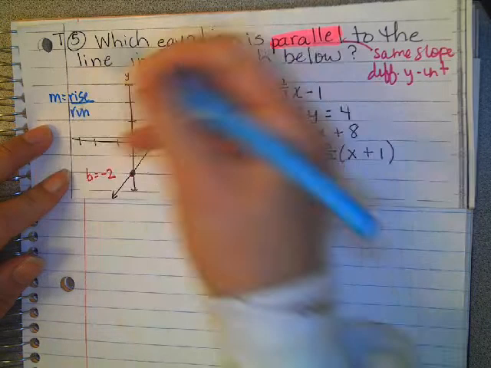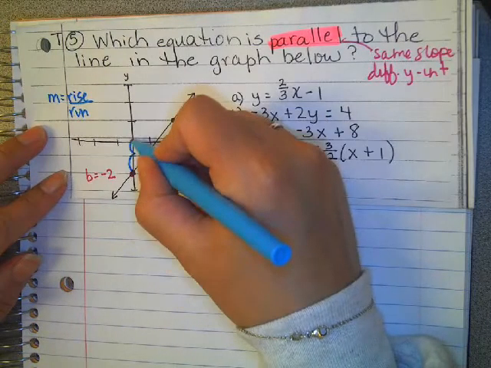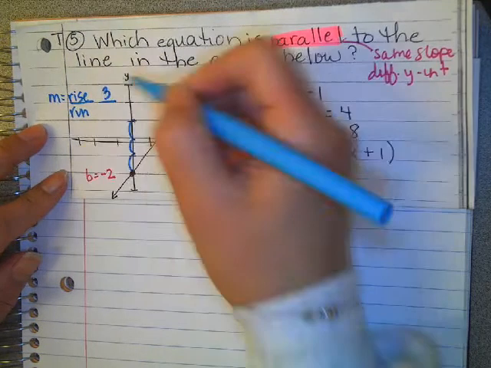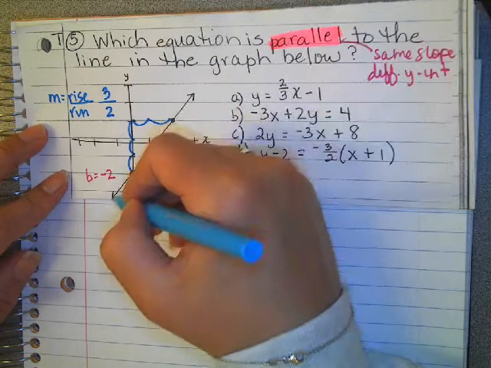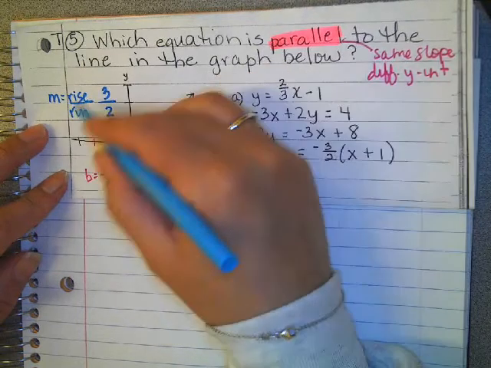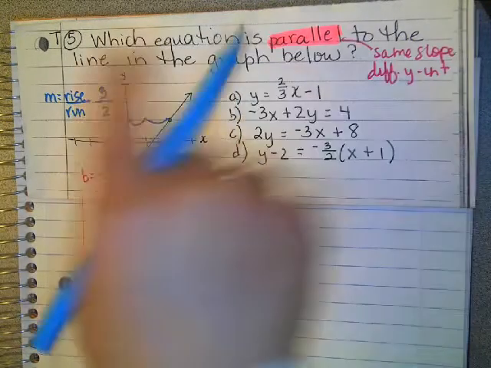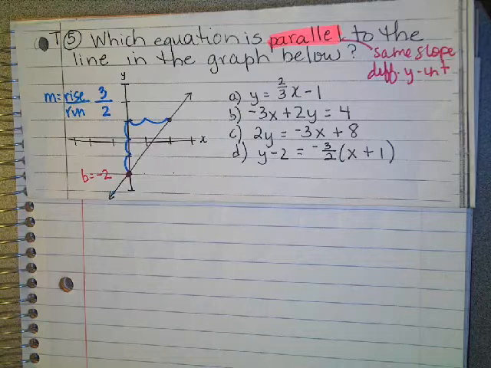So I'll have to do rise. Let's see, 1, 2, 3 over 1, 2. And it's positive because from left to right it is going up. So one of these has to have the same slope, 3/2. All right, well, let's look at our answer choices.